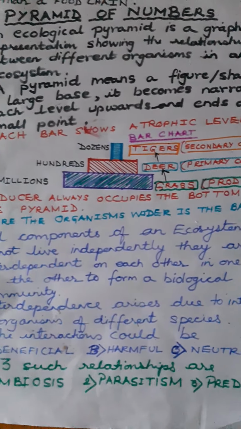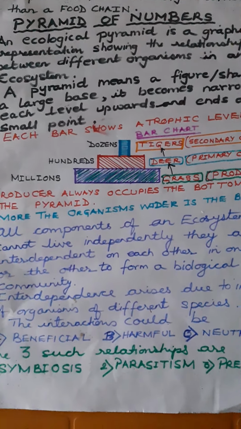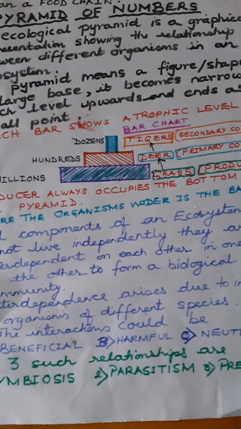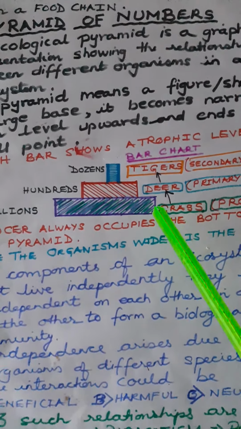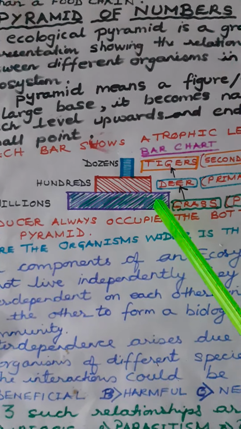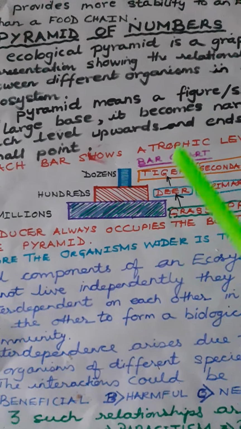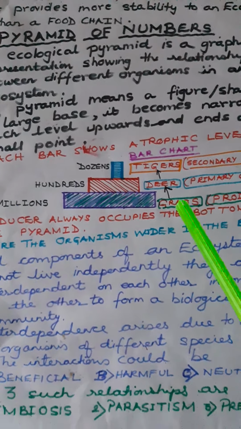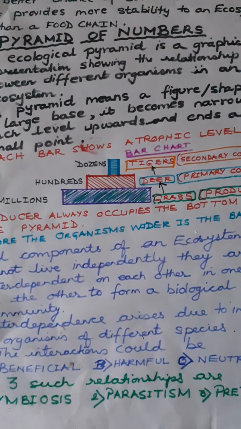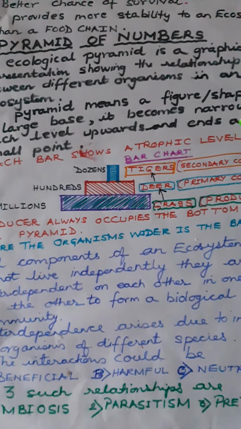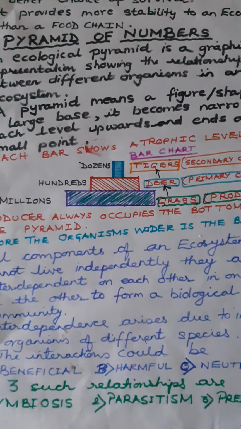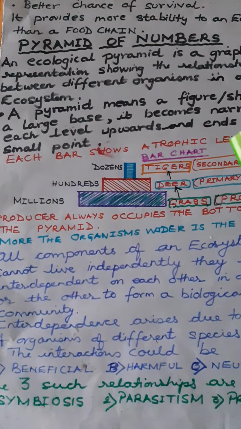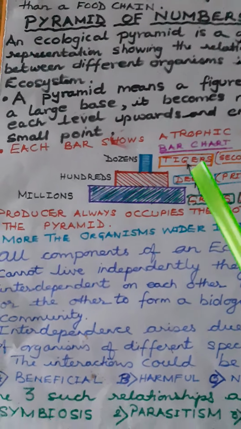It's a graphical representation showing the relationship between different organisms in an ecosystem. Graphical representation means it is a graph that represents organisms, and it shows the relationship in the ecosystem. So an ecological pyramid is a graphical representation showing what organisms are there in that ecosystem and the relationship between them.